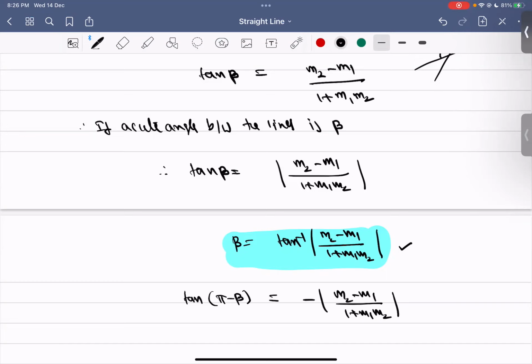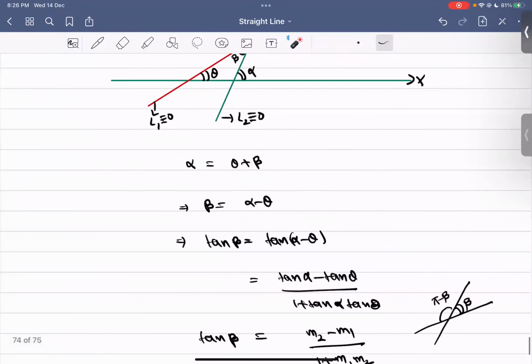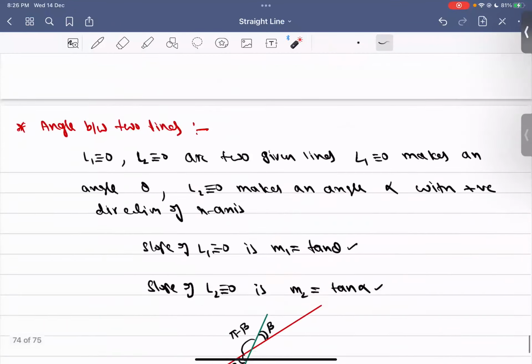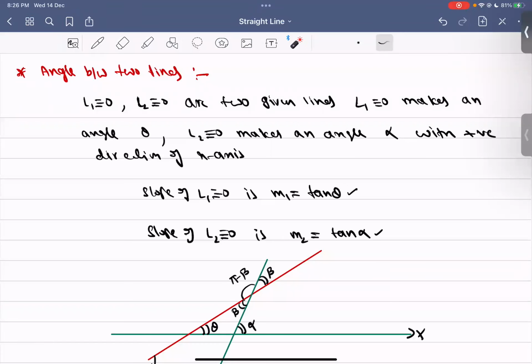Clear this one? Yes, sir. Sir, can you show the above part? Right. Vanshika, clear, the proof of the method? Yes, sir. Yes, sir. You can scroll.